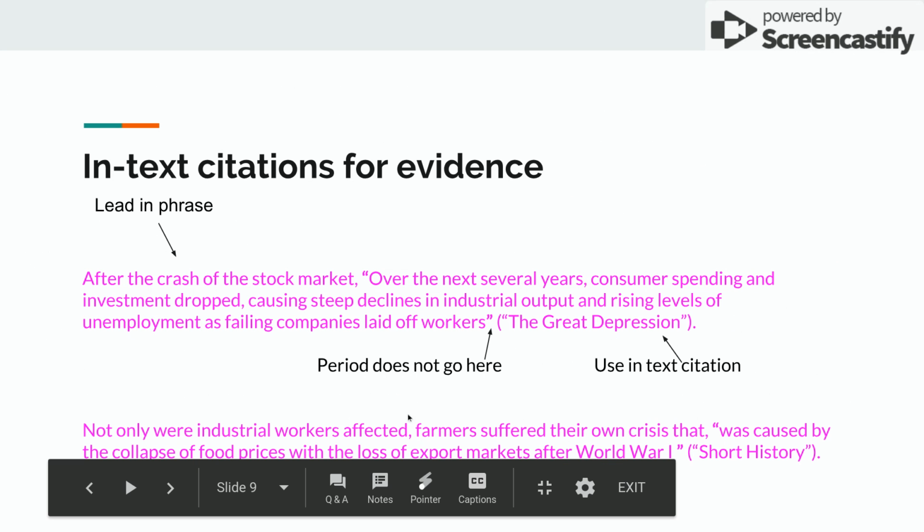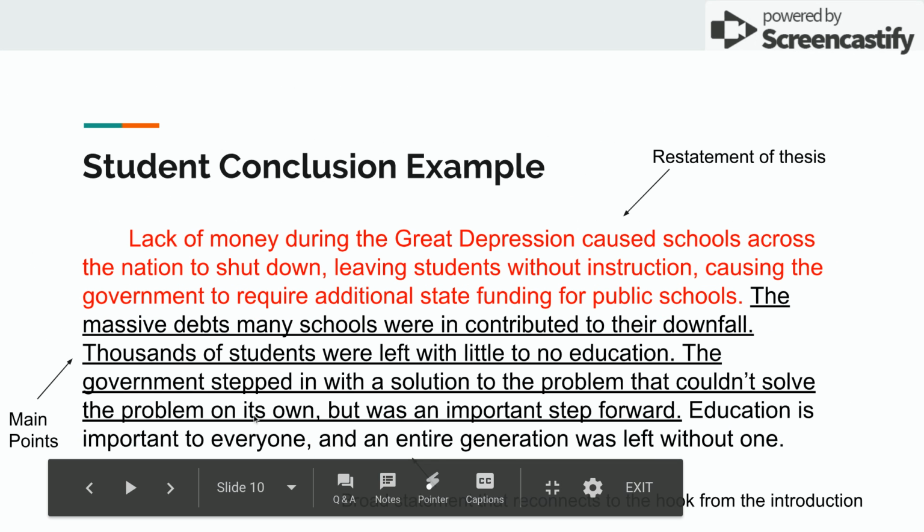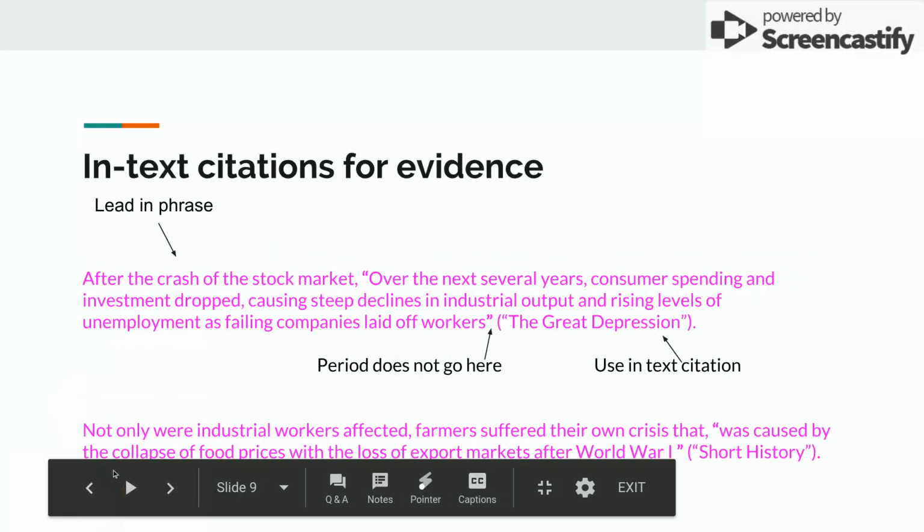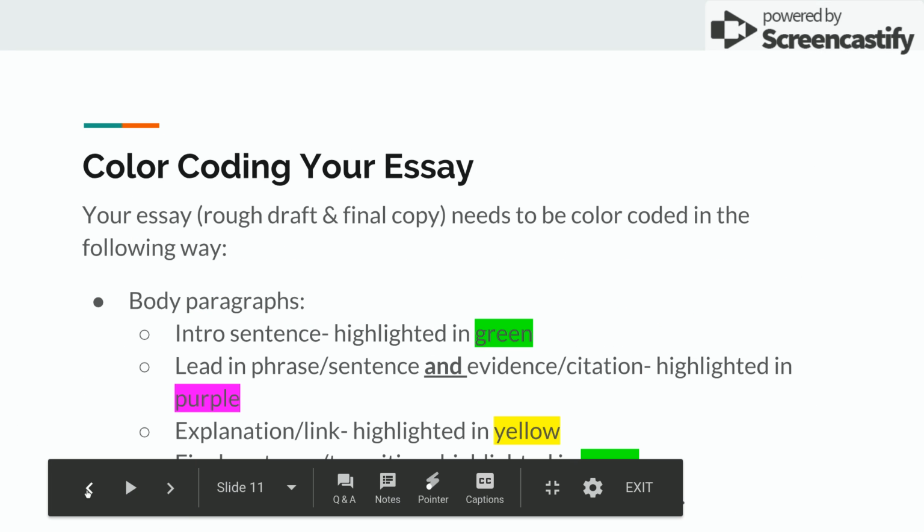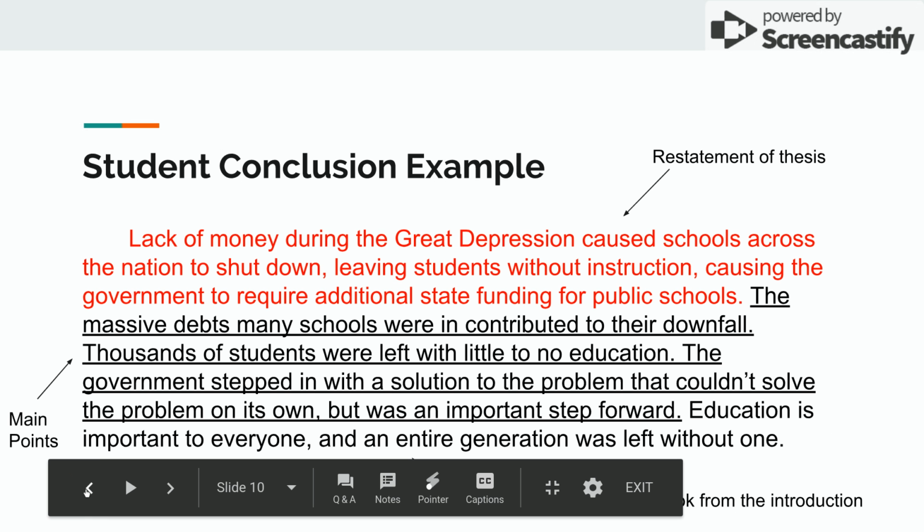You can kind of see another example down here. Here again, let me back up just for a sec. Here again is a lead-in phrase. Not only were industrial workers affected, farmers suffered their own crisis, that. And then we have a quotation mark here with our evidence, another quotation, no period, and then short history being the source. Moving forward, here's an example of a conclusion paragraph.